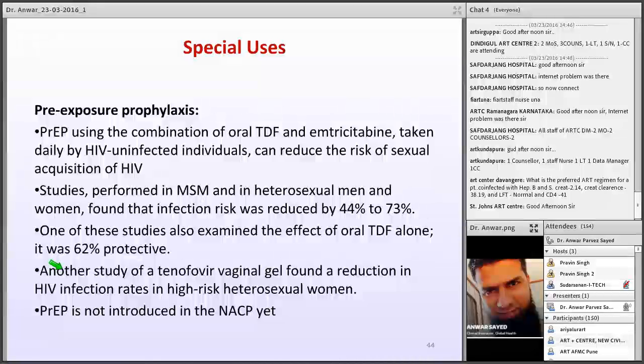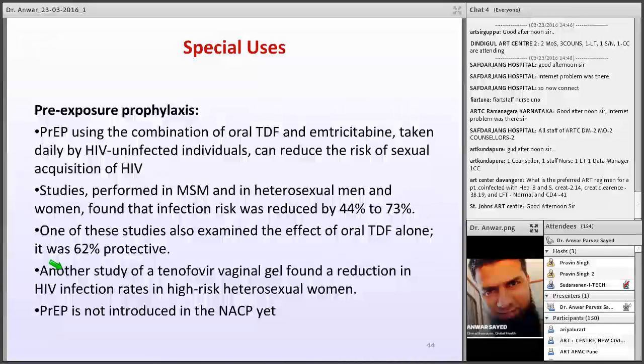And this is pre-exposure prophylaxis using a combination of oral tenofovir and emtricitabine, which is taken daily by HIV uninfected individuals, and can reduce the risk of sexual acquisition of HIV. We are not talking about guidelines here, but it is internationally accepted that it can be given to people who are at risk of acquiring HIV as pre-exposure prophylaxis, where tenofovir is given in combination with emtricitabine.